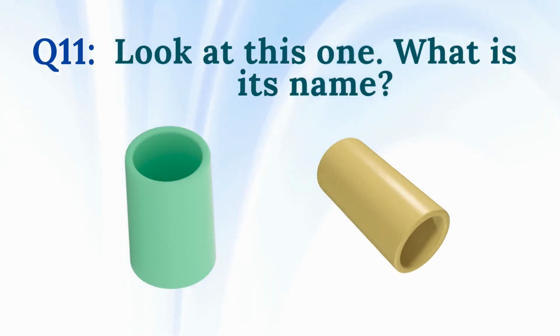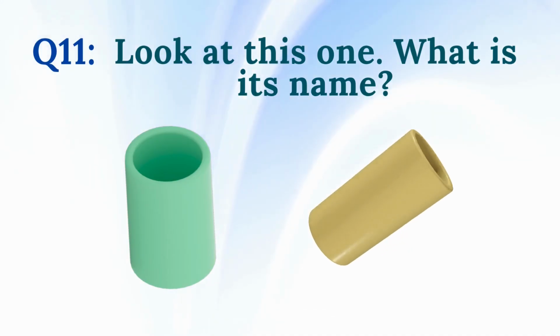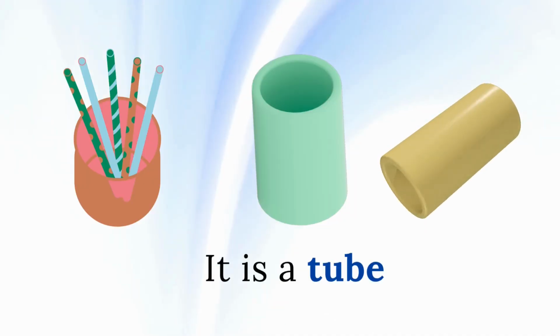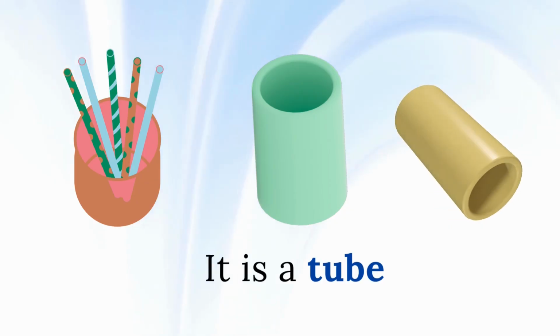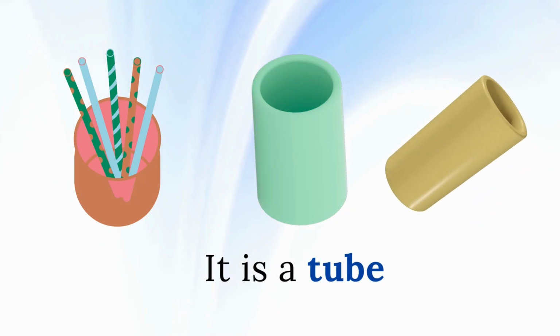Look at this one. It's long and hollow. What is its name? It is a tube. Good. A tube is like a cylinder but open at both ends, like a pipe or a straw.